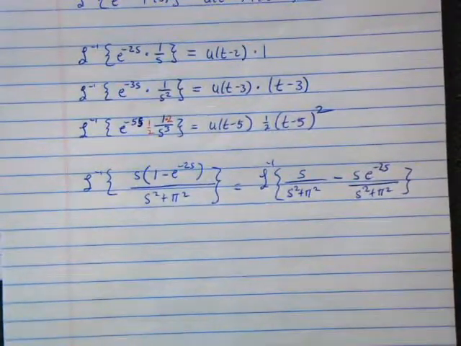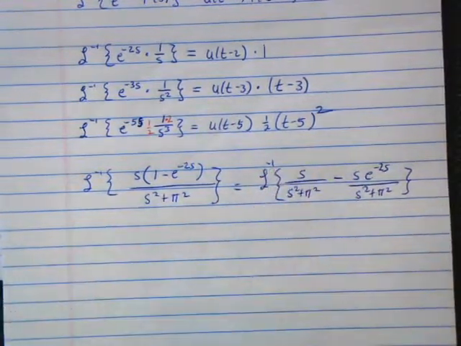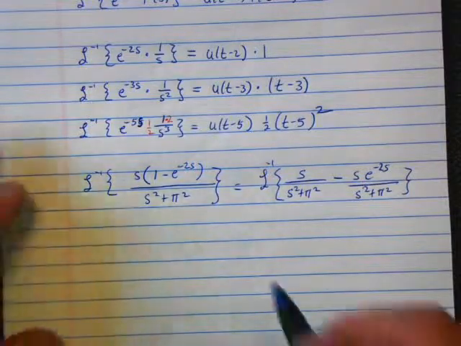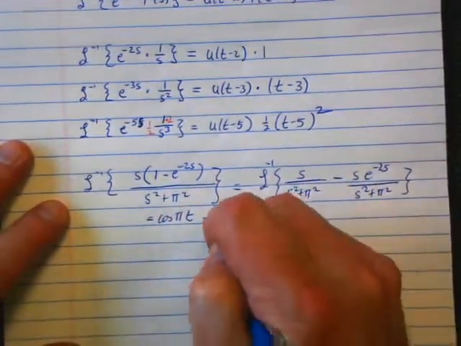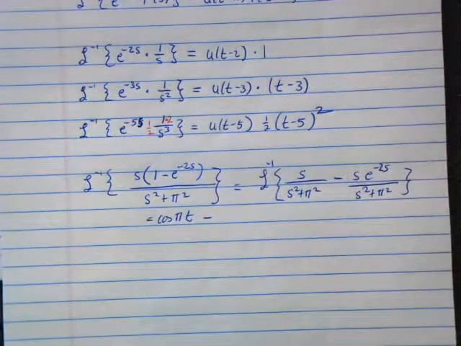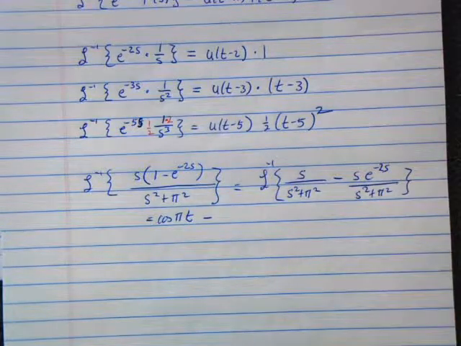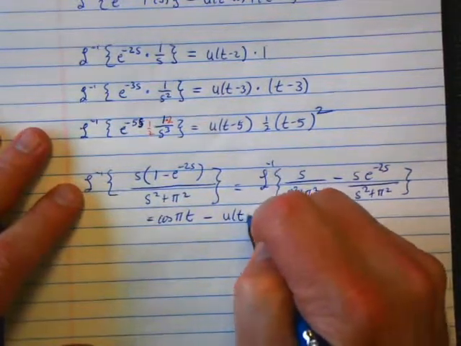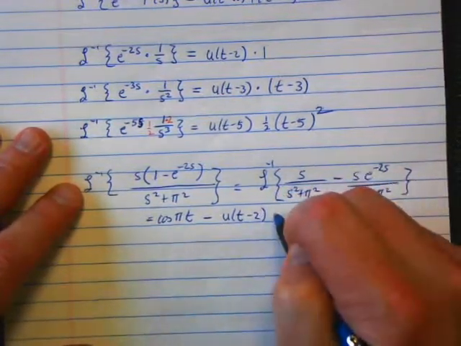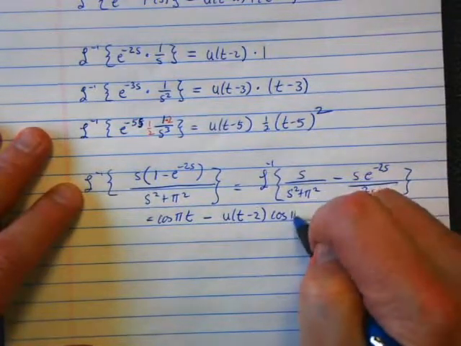Now we do each one separately. What's the inverse Laplace transform of s over s squared plus pi squared? That one's cosine pi t. Minus, what's the inverse Laplace transform of s e to the negative 2s over s squared plus pi squared? U of t minus 2 cosine of pi.